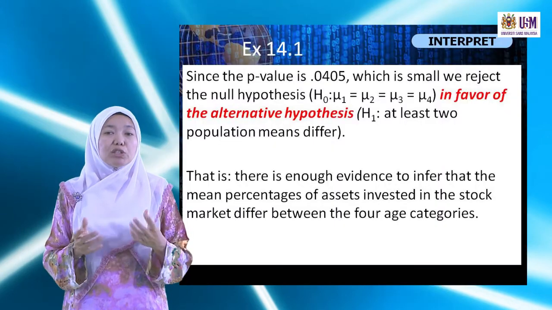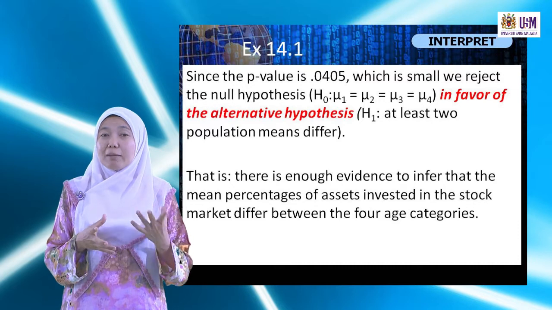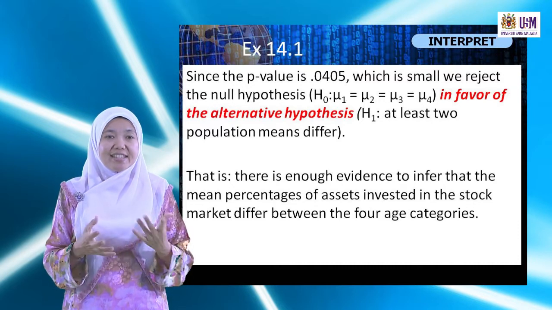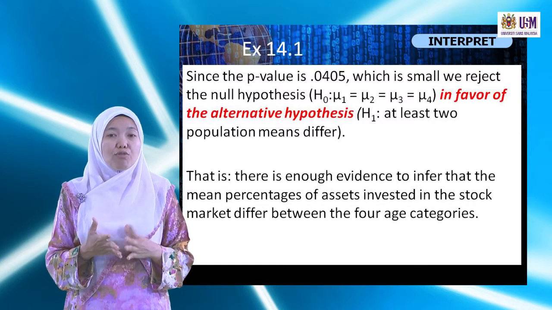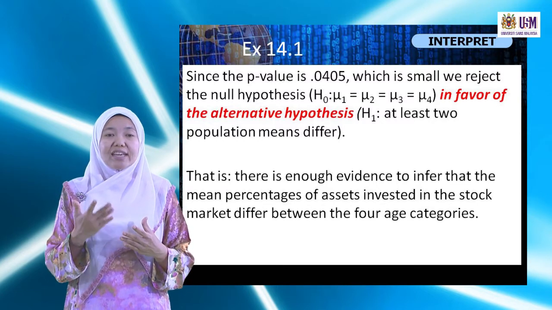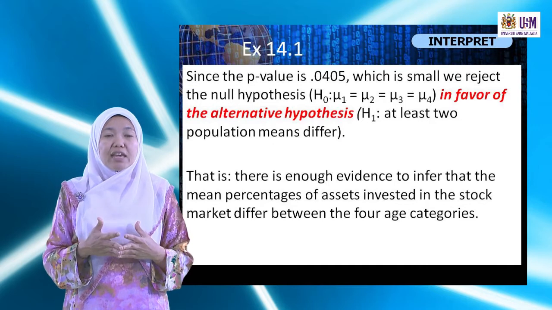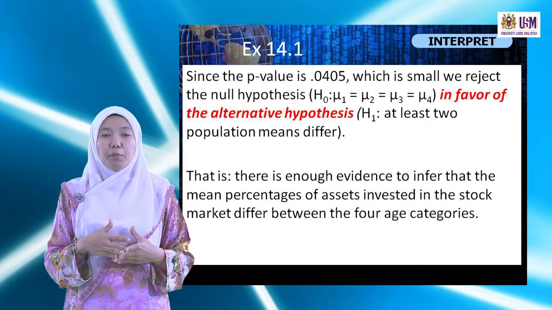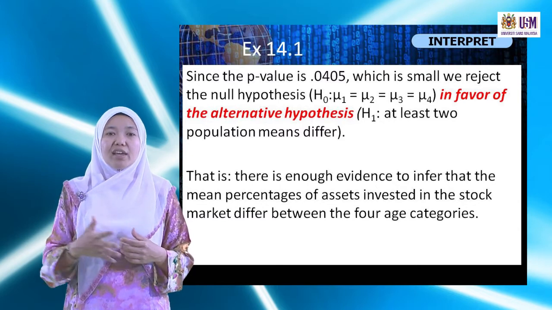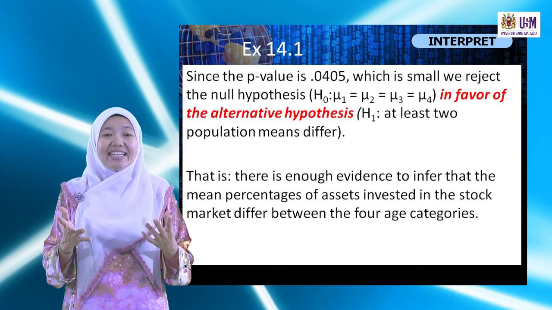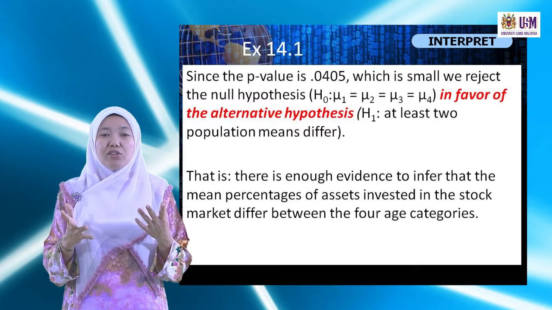So if you look at the interpretation of the ANOVA table for example 14.1 in detail, we know that the p-value just now is 0.0405, which is small. So we can reject the null hypothesis in favor of the alternative hypothesis. That means you're saying that H0 is wrong, and what is right is H1. So at least two population means are different.